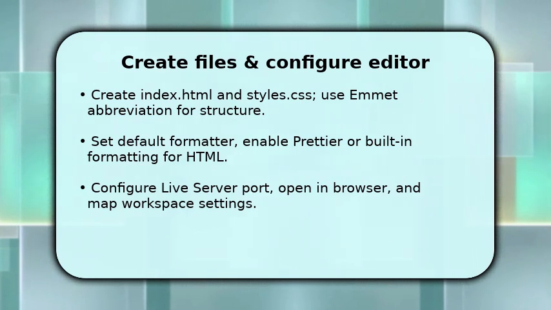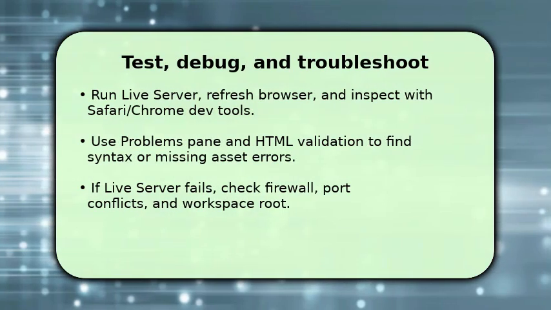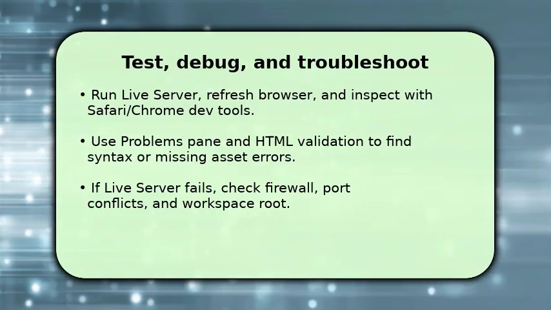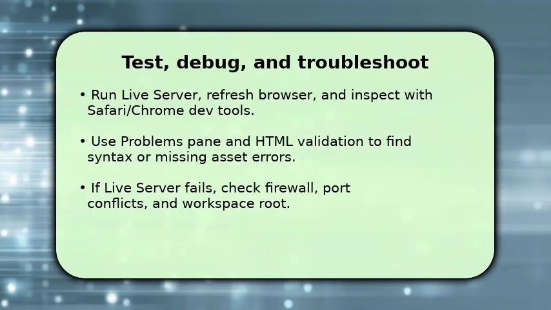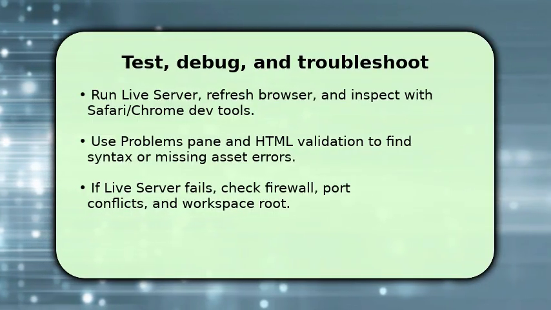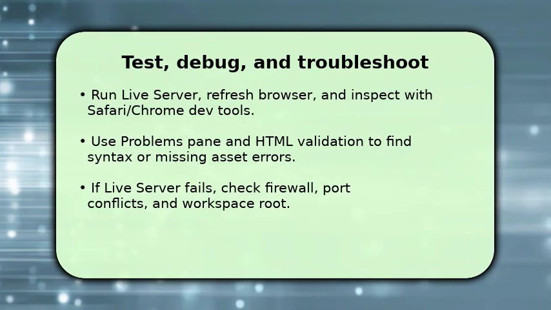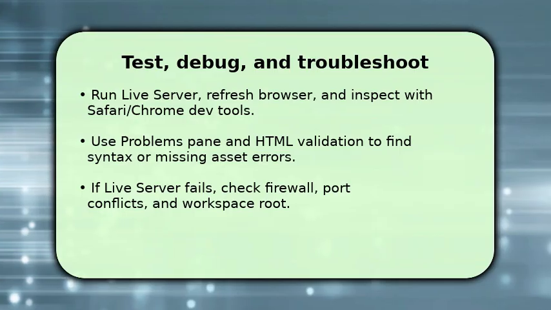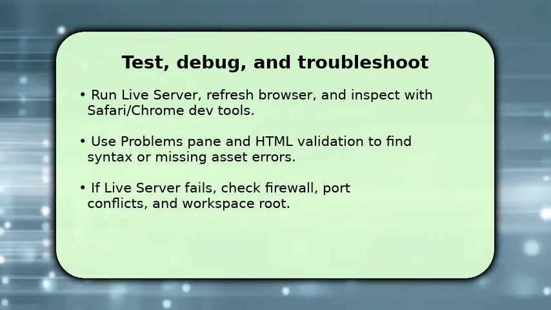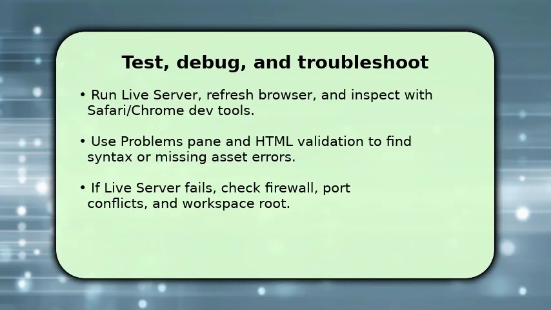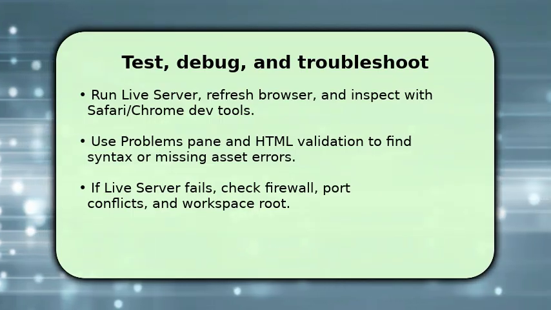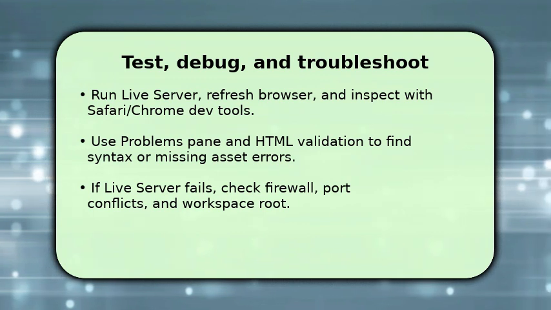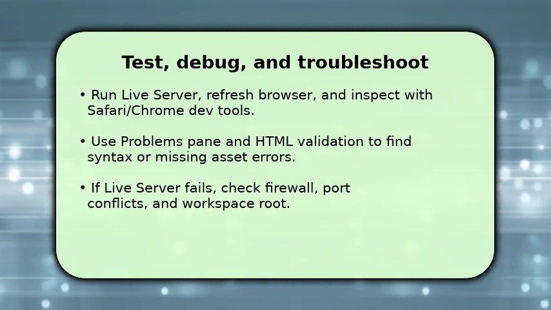You will finish by testing, debugging, and learning one key troubleshooting tip. Start Live Server, open the served URL, and use the browser inspector to check element structure and linked CSS. If styles or assets don't load, verify paths and the workspace root in VS Code. When you encounter issues, open the problems pane and run HTML validation. If Live Server won't start, check for firewall blocks, port conflicts, or incorrect workspace root settings. Resolving those usually restores the live preview immediately.